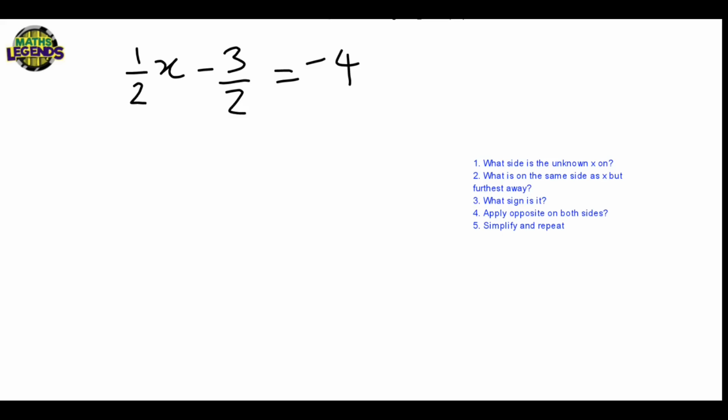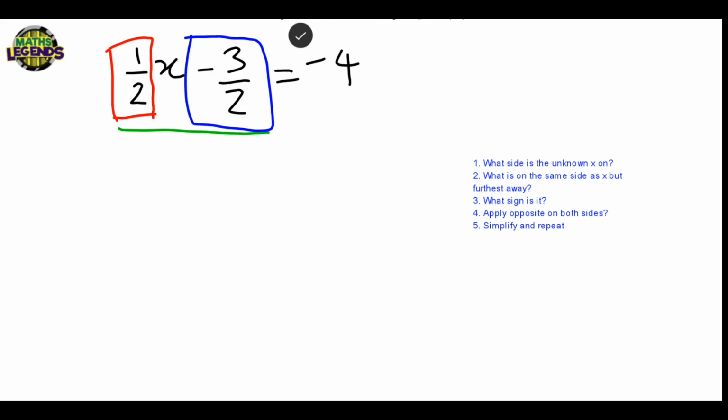So rule number 1 says, what side is x on? So x is on the left hand side. Then we ask ourselves, what is on the same side as x but furthest away? So we have 1/2 and we have minus 3/2. So minus 3/2 is furthest away from x.